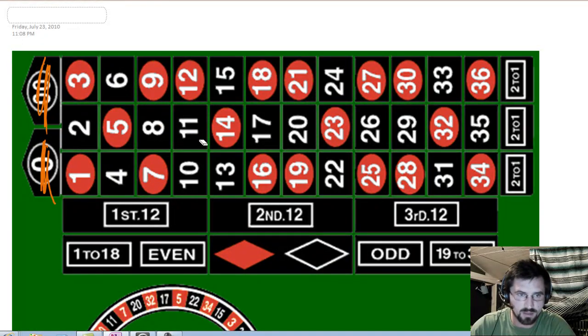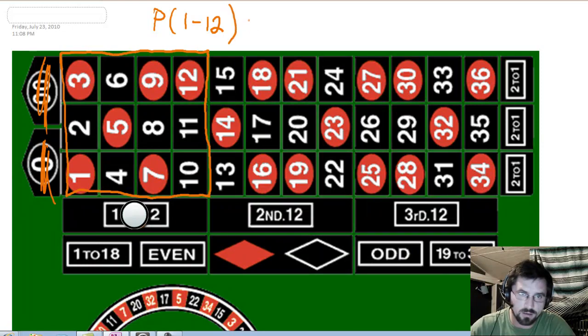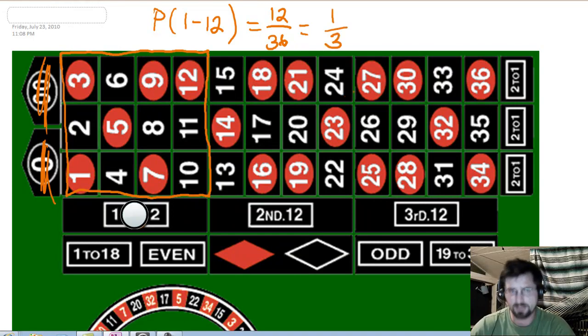Let's say you decide to bet the first 12. So you're betting this rectangle. In that rectangle there's 12 numbers, and so the probability of you winning on your bet is a 12 out of 36 chance, pretty much. It's actually 12 out of 38, but we're ignoring that. So you have a 1 in 3 shot. That's your chance of winning. We'll call winning on the first 12 numbers event A. So that's P of A.